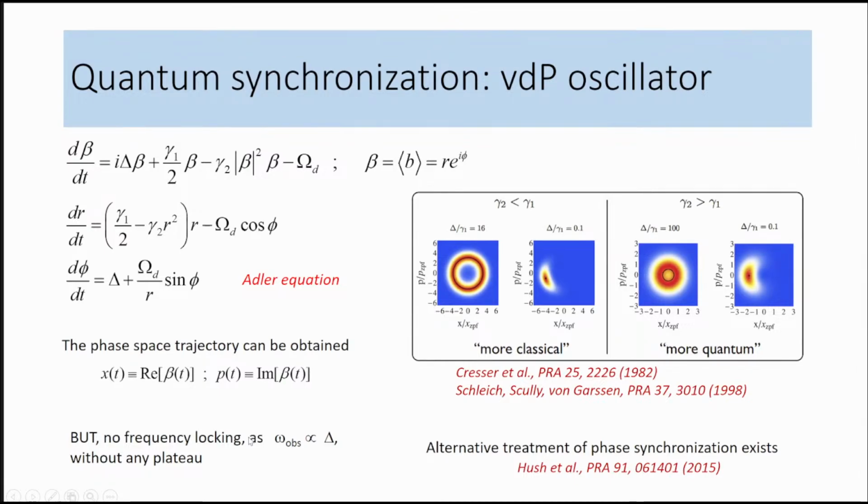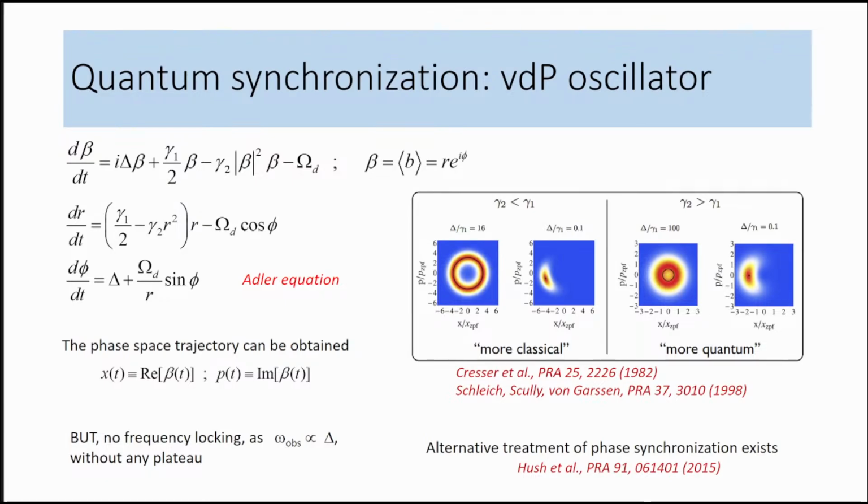However, there is no frequency locking, because the observed frequency is not remaining constant for a range of delta. Rather, it is a function of delta. As delta increases, omega observed increases. That means this becomes a straight line around delta equal to 0. It is not making a plateau. So this is the problem in the quantum van der Pol oscillators.